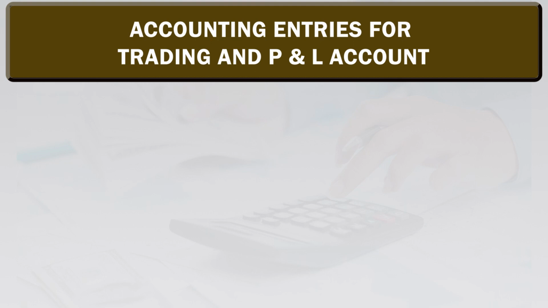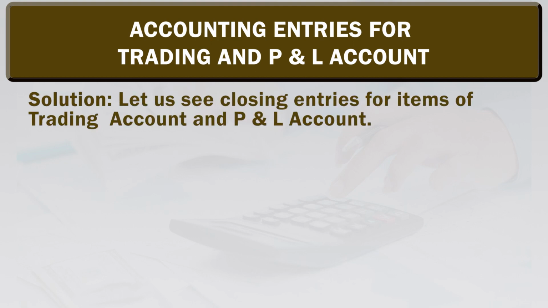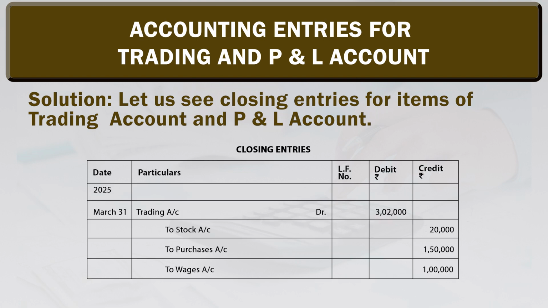Now friends, we will see the solution of this question. Let us see the closing entries for items of trading account and profit and loss account. Friends, first we will start with all the debit items of the trading account. All these items appear at the debit side, right? All these items are to be credited. So, trading account will be debited by 3,02,000 rupees.